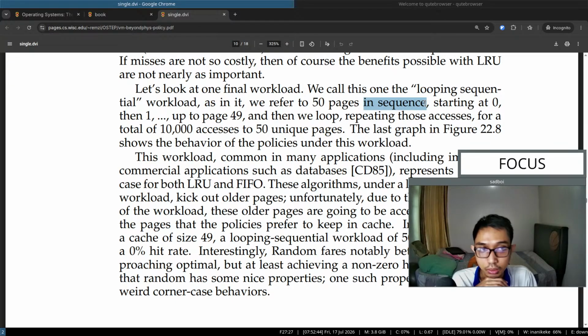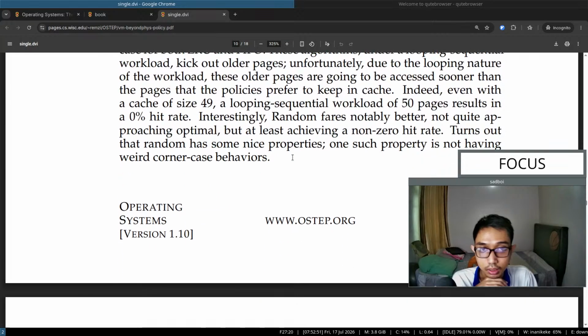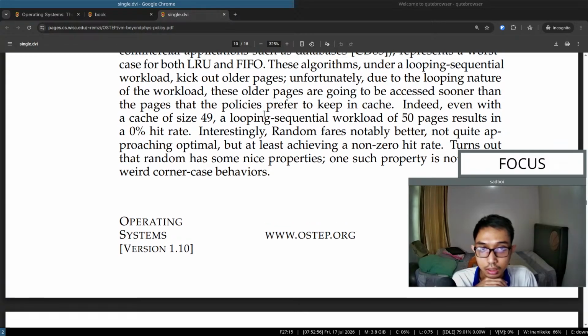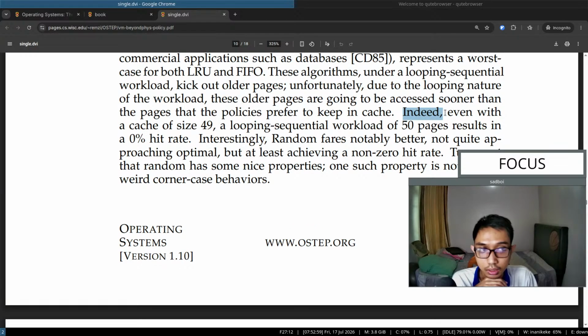Again, we iterate in sequence, right? So we are starting from 0 again. I assume something like that. Indeed, even with a cache size of 49, looks like the cache size is 49, I guess, a looping sequential workload of 50 pages results in a 0% hit rate.